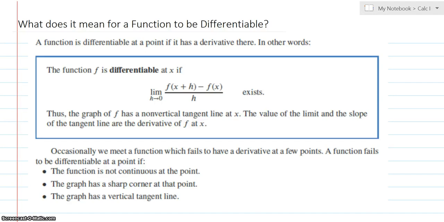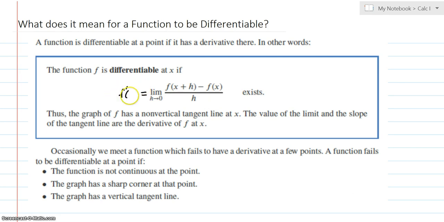What does it mean for a function to be differentiable? Well, the answer is actually quite simple. A function is differentiable at a point if it has a derivative at that point. That's all there is to it. In other words, by the definition of our book, a function f is differentiable at x if this limit quotient, or limit definition of the derivative, exists.